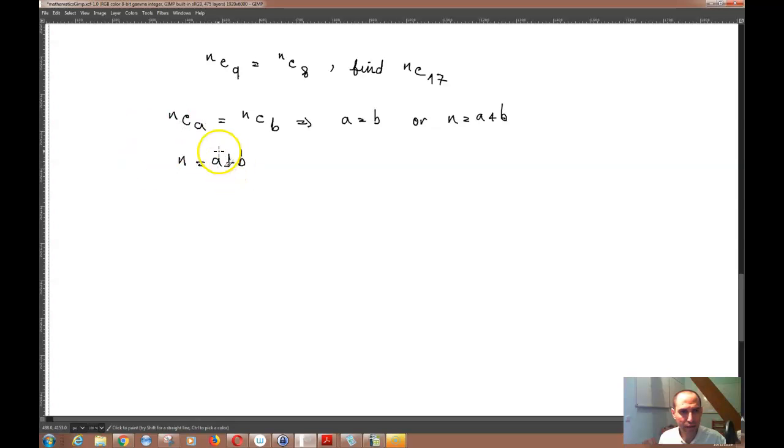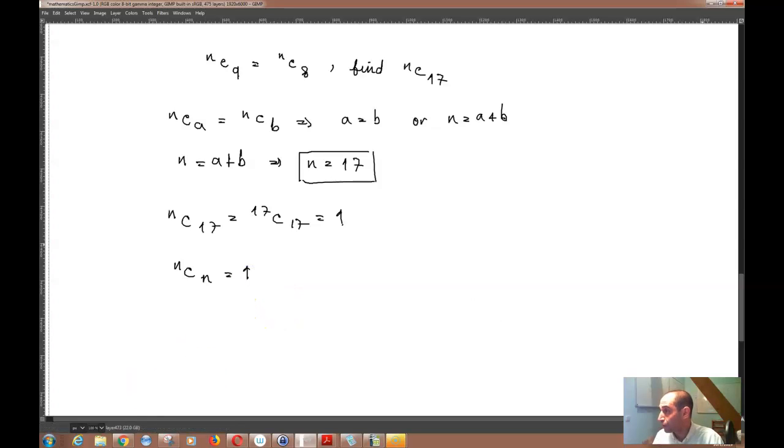So since n is equal to A plus B, in this particular case n is equal to 17. Now since n is equal to 17, n combination 17 is the same thing as 17 combination 17, which is equal to 1, because we said that n combination n is equal to 1. And let me see if that is correct.